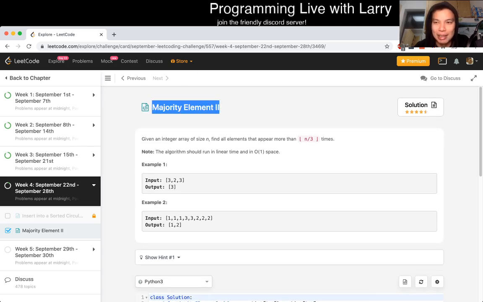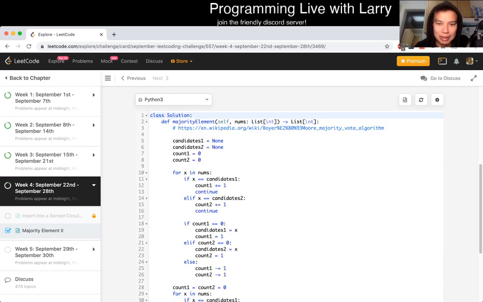Today we're gonna go over today's problem, Majority Element 2, for day 22 of the September Daily Challenge.